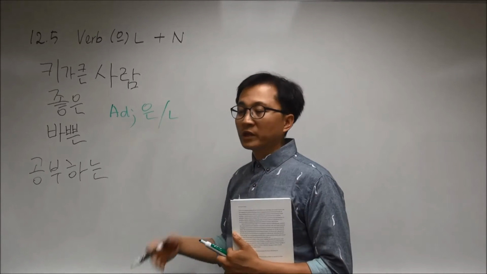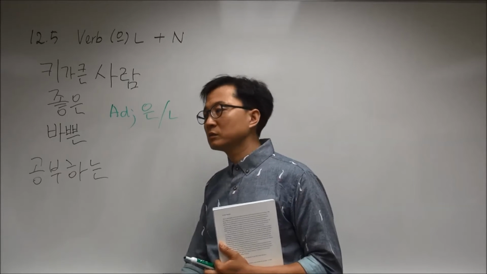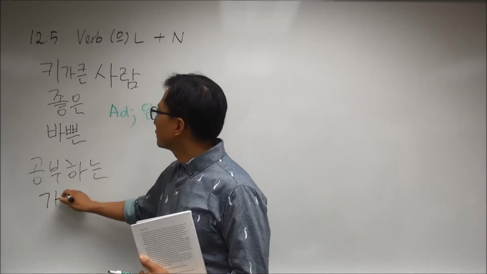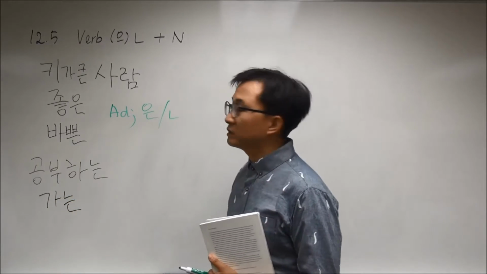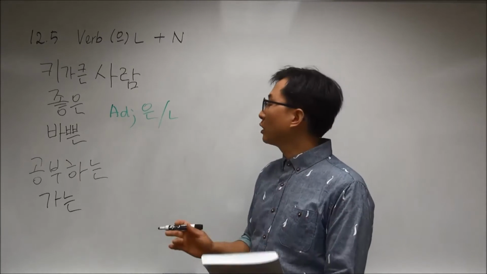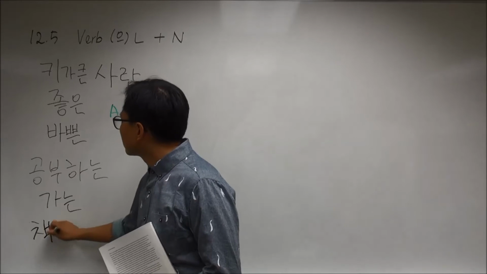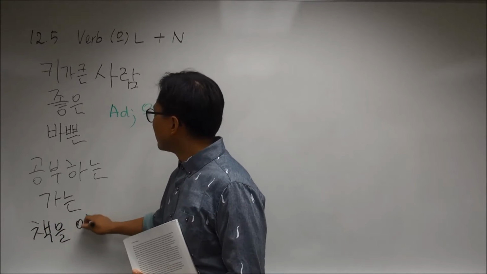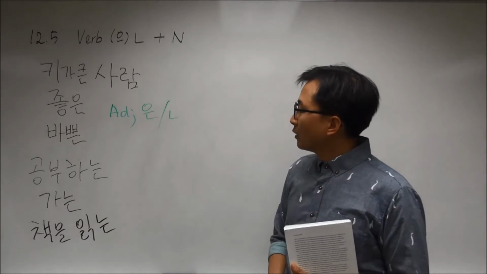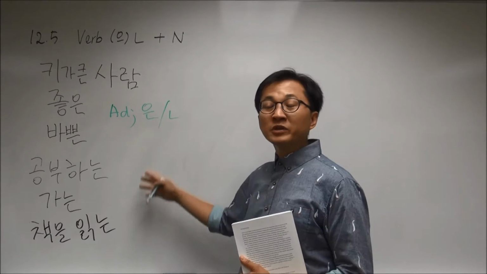Or what kind of verb can we use to describe a person? A person who is going. 가는 사람. A person who is reading a book. 책을 읽는 사람. Then what was the noun modifying form for verbs in present tense?